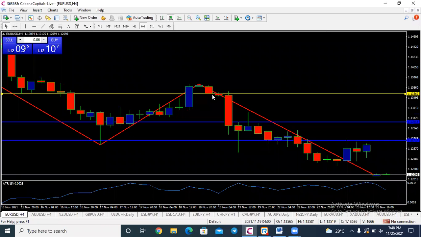So this is our entry price. So we are selling from this price. So where do we set our stop loss? If you are selling, your stop loss is always above your entry price. And if you are buying, your stop loss is always below your entry price. So where do we set our stop loss? Our stop loss should be at this level.